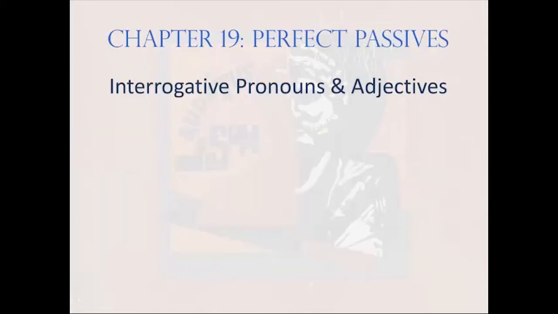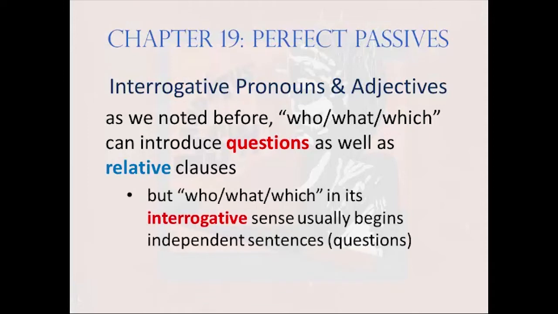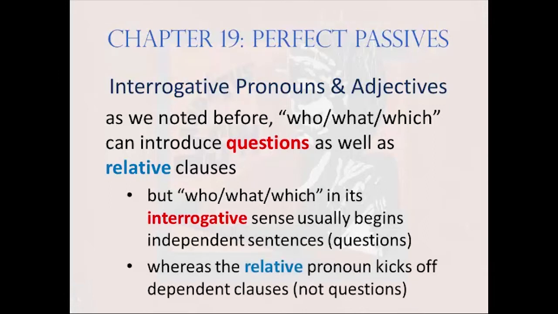The final part of the grammar in this lesson addresses the interrogative pronoun and adjective. That is, words that introduce questions. As we noted before, words like who, what, and which can introduce questions as well as relative clauses. But when who, what, or which is used in its interrogative sense, it usually begins an independent sentence, a question, whereas when it's used as a relative pronoun, it begins a clause which cannot stand alone.